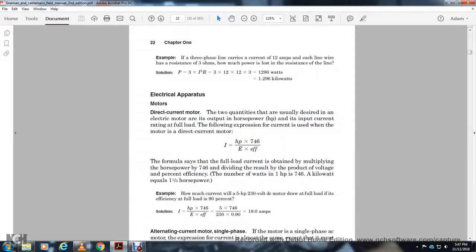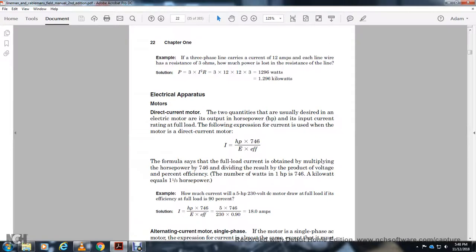Alright, example of a three-phase line carrying a current of 12 amps in each line, with a resistance of 3 ohms. How much power loss in the resistance would you have? You have the power equal to 3 times the amps squared times the resistance, which would give you 1,296 watts, or 1.296 kilowatts.